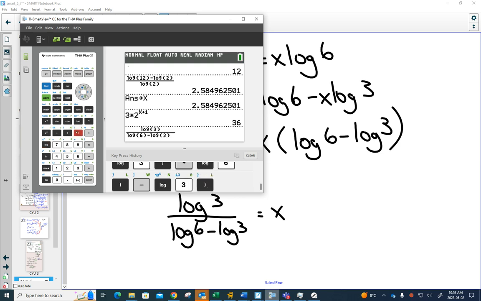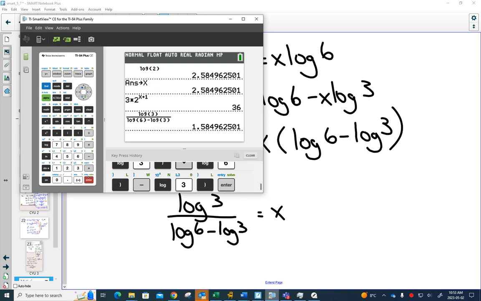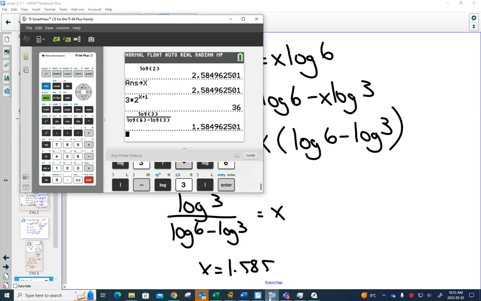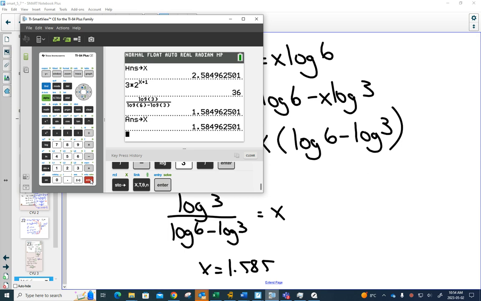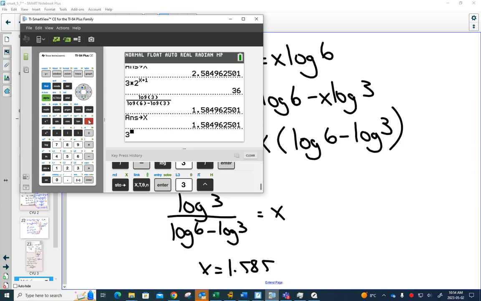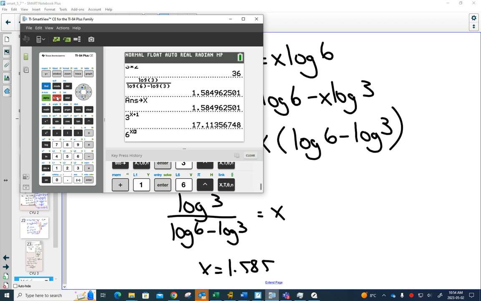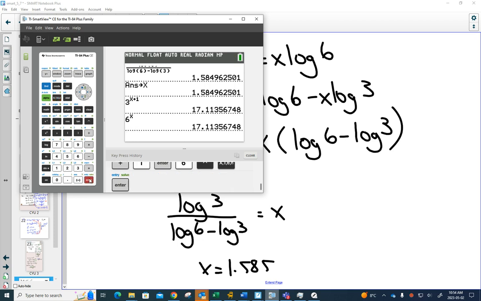I'm going to type that into my calculator. I'm going to get x is 1.585, to 3 decimal places. And if I want to check if that works, I'm going to store that as x in my calculator. I'm going to go back to the original equation, and since there's x's on both sides, I'm going to type in 3 to the x plus 1. And I'm also going to type in 6 to the x. And if these answers are the same, then I know that I've done the question correct. And they are to every single decimal place.